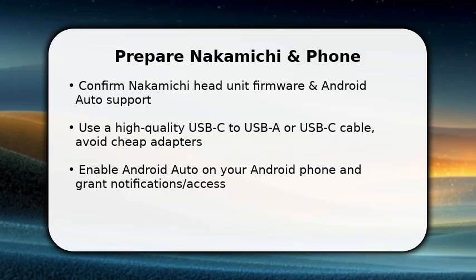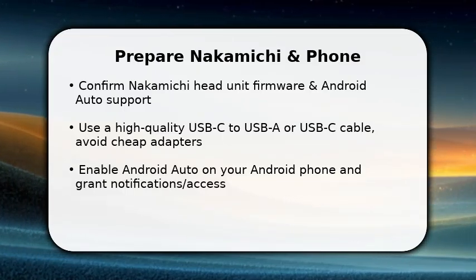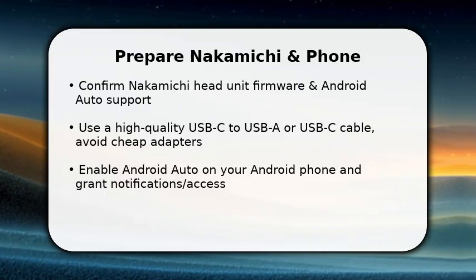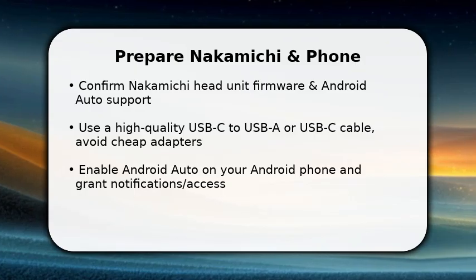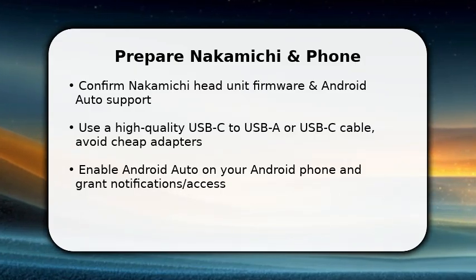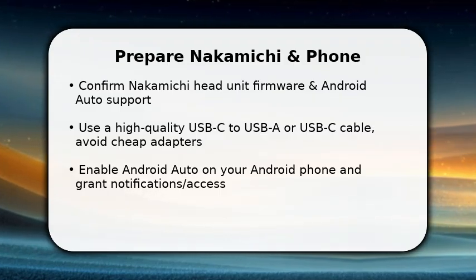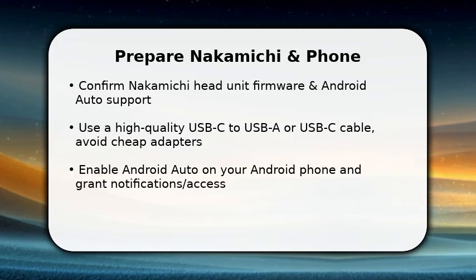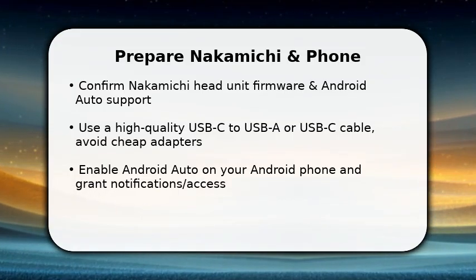You start by confirming the Nakamichi unit supports Android Auto and that firmware is up to date. This prevents compatibility surprises. Once done, use a certified USB cable. Poor cables cause intermittent connections. Then enable Android Auto on your phone and grant necessary permissions. Make sure Bluetooth is on and location services allowed. Android Auto often needs both.